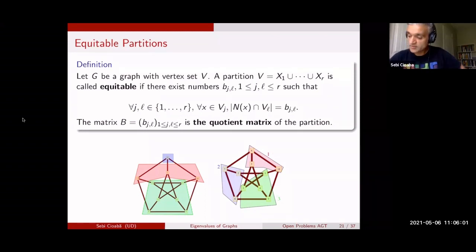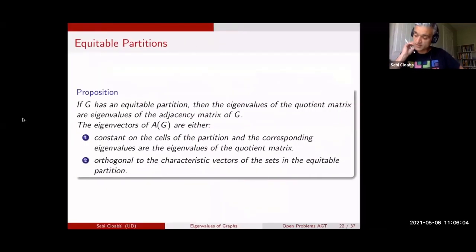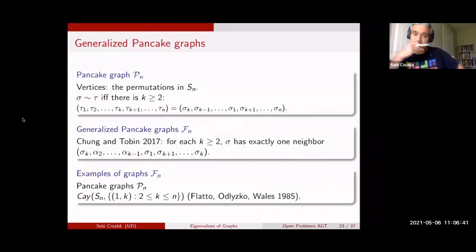So why do people care about this in algebraic graph theory? Well, if you have an equitable partition, then the eigenvalues of the quotient matrix are actually eigenvalues of the big graph. Their eigenvectors lift up to eigenvectors of the big graph, and they are constant on the cells of the partition. You can take the remaining eigenvectors to be orthogonal to the characteristic vectors of the sets in this equitable partition. That's used in many situations to get information on the spectrum. Okay, so let me give you an example.